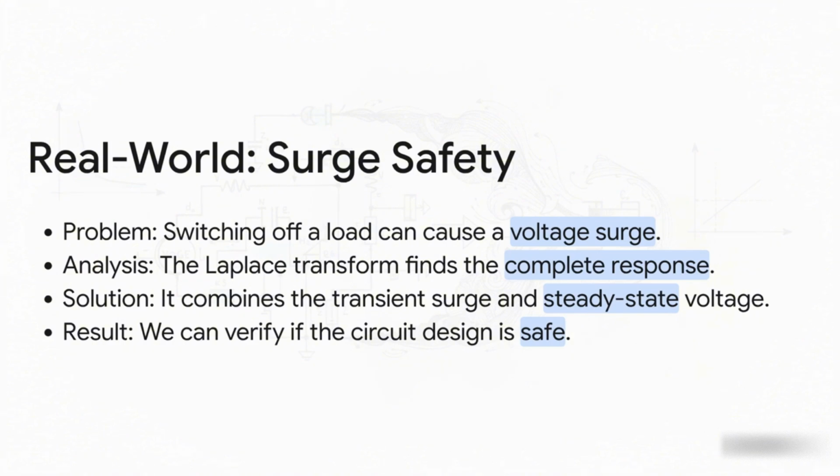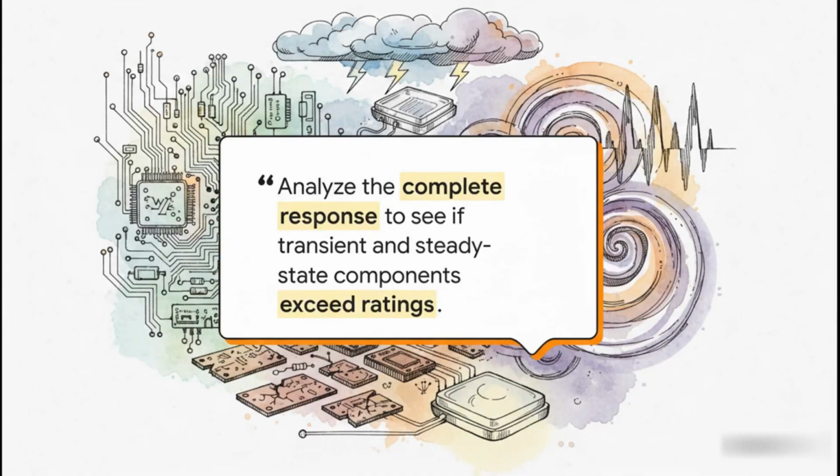The Laplace transform is the perfect tool for this, because it gives us the complete picture. It adds that transient surge and the steady-state voltage together so we can see the absolute peak voltage and make sure our design is safe. And this quote just nails it. This isn't just about finding some abstract answer. It's about finding the full answer to make sure our electronics are robust enough to handle the real world. It's about designing things that don't break.